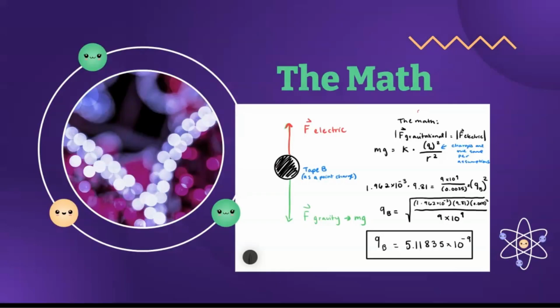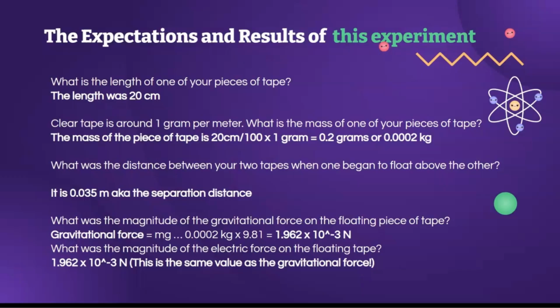So we have the math here where I calculated the excess charge. I set the force of gravity on tape B as a point charge equal to the electric force. We set those two equal and insert their respective equations. One is mass times gravity and the other one is Coulomb's law. And then I solve for the unknown value, which is the charge of the tape.